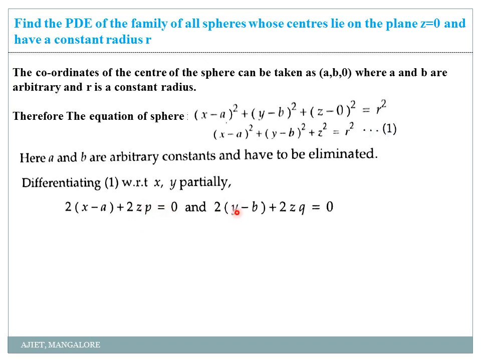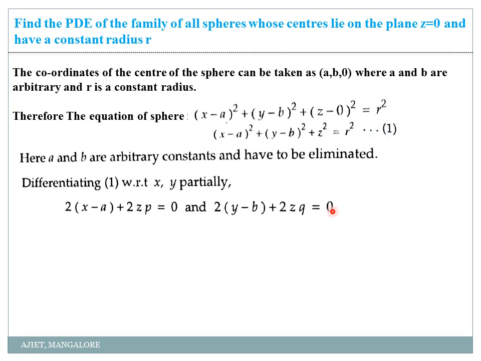And when I differentiate partially with respect to y, what will I get? There is no y term in the first term, so 0 plus 2 into (y minus b), plus differentiation of z square is 2z into dou z by dou y. But dou z by dou y is q, equal to differentiation of r square, which is a constant, that is equal to 0. That's it.